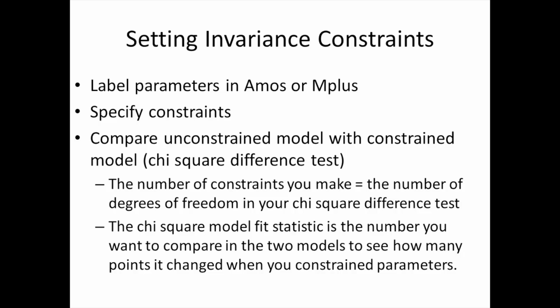So it's the same people responding to the survey, only at a different time point. Okay, so how do we do this? The first thing that we do is label our parameters, and then we set up what our constraints are going to be based on those labels. Then we compare the unconstrained model with the nested constrained model using this chi-square difference test. I've already gone through exactly how to do that.